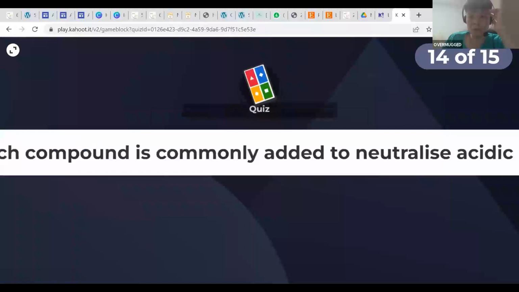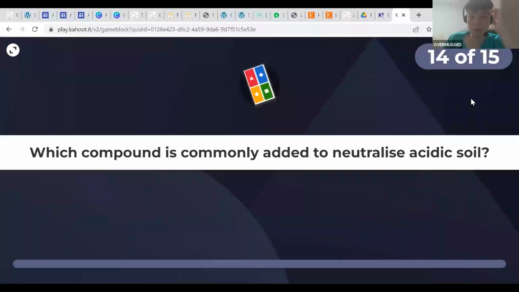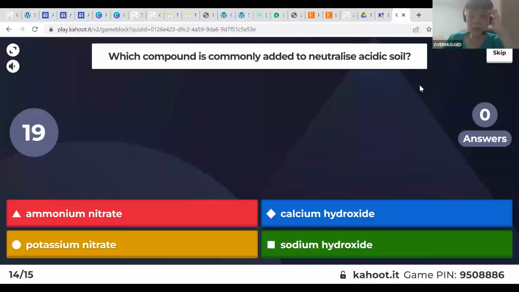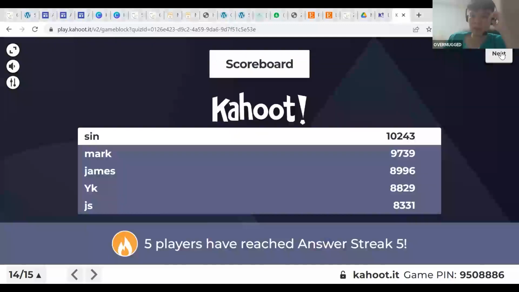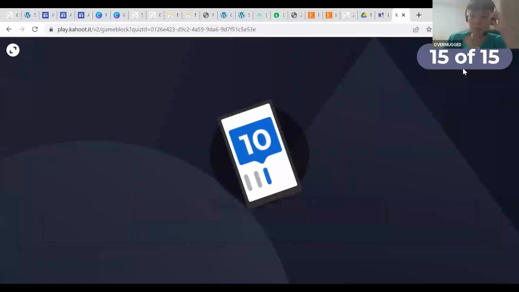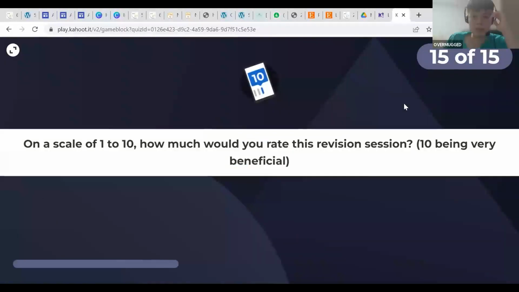Okay, last one. 15 seconds, even shorter. Very common. If it comes out as open-ended, also 1 mark. Calcium hydroxide. This is fixed.